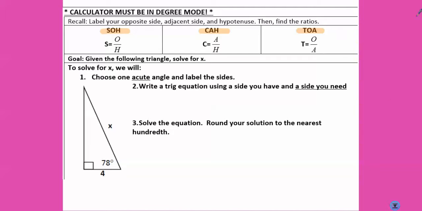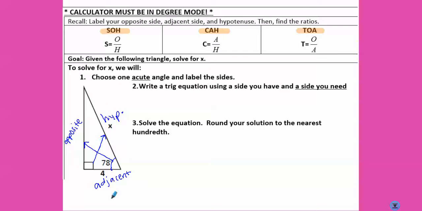So in order to solve for x when it's a side length, choose one acute angle. I would choose the one that you are given. If you're given both, then you can pick whichever one you want. Label your sides. Across from this is our opposite side. Across from the right angle is our hypotenuse, which leaves our third side to be our adjacent.